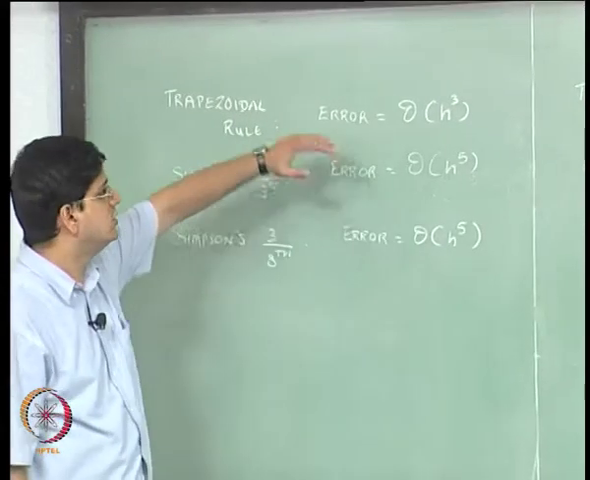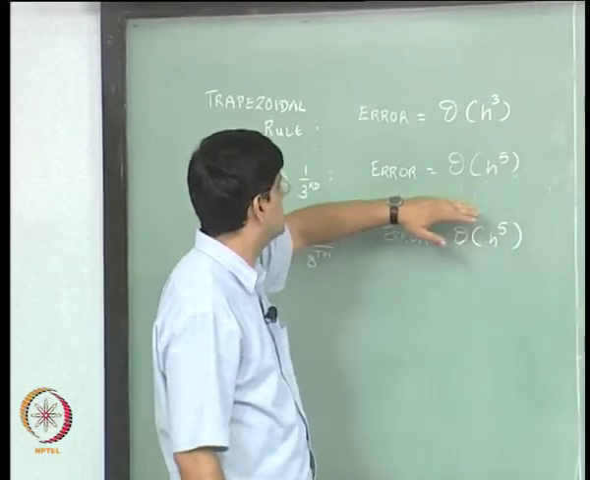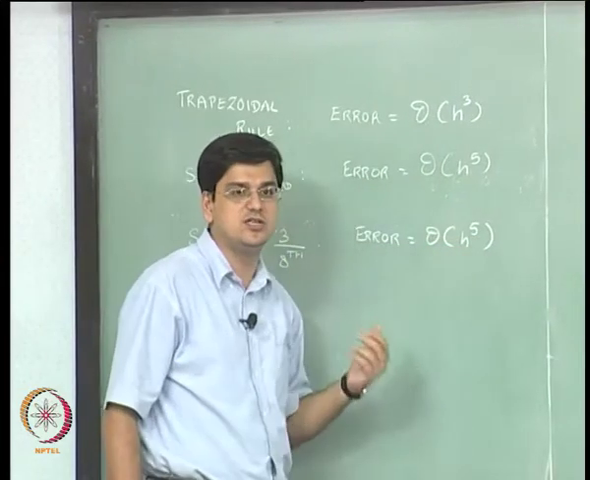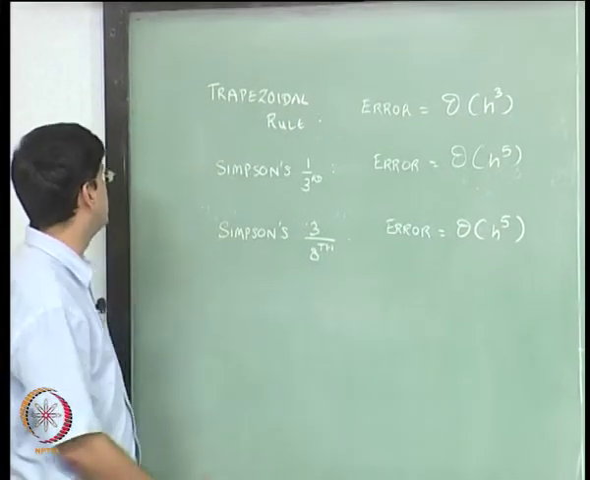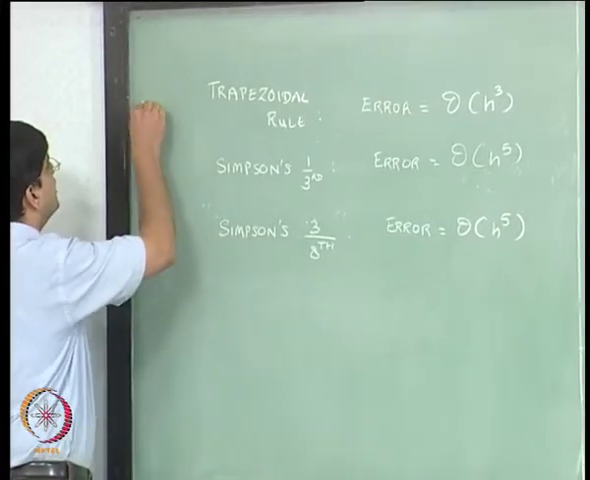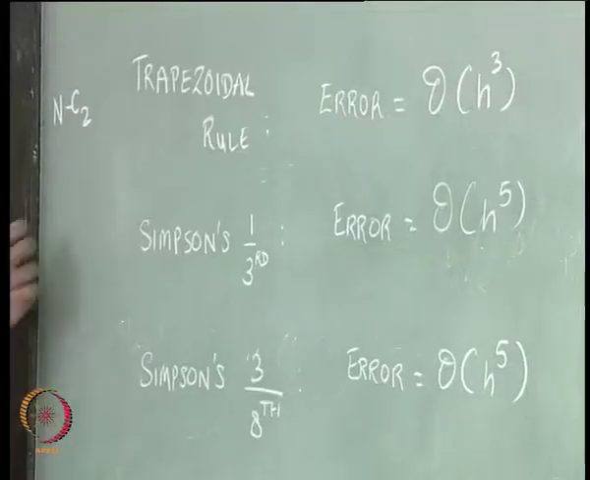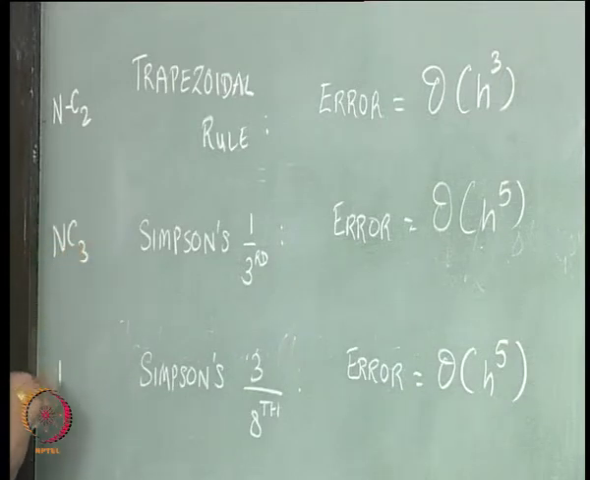Okay. So the trapezoidal rule is h cubed accurate, Simpson's 1/3 rule is h to the power 5 accurate, Simpson's 3/8 rule is again h to the power 5 accurate. This uses 2 intervals, so I will call this NC2, Newton Cotes formulae with 2 intervals. Simpson's 1/3 we can call NC3, Simpson's 3/8 we can call NC4.